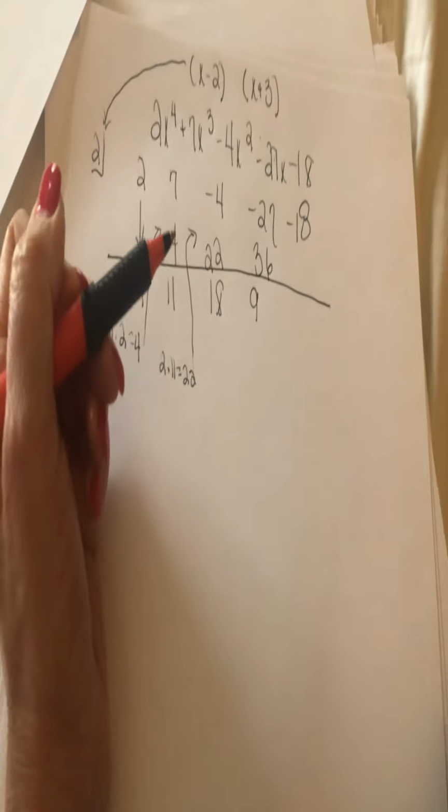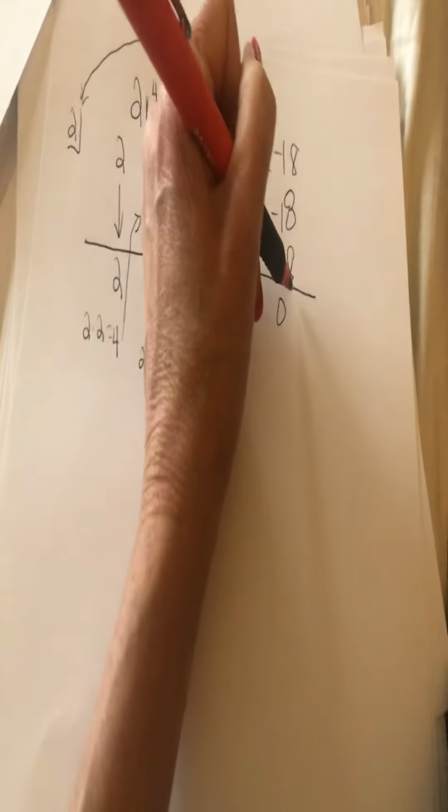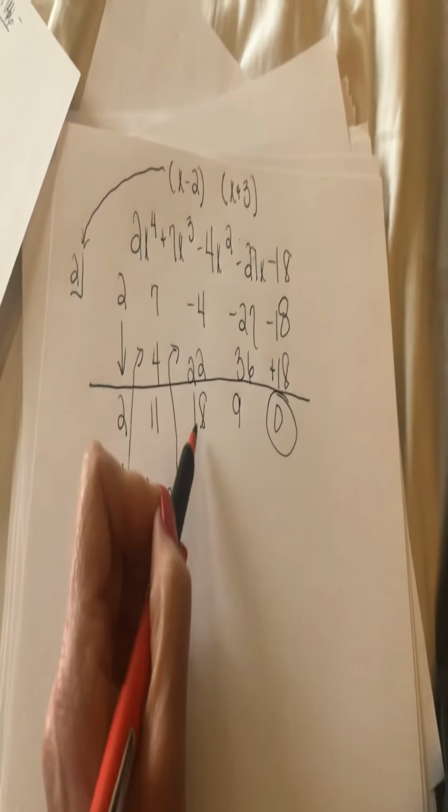Then 2 times 18 is 36. And negative 27 plus 36 is 9. And then finally, 2 times 9 is positive 18, and that's 0. So yay, that's exactly what we wanted to happen. So we're left with 2, 11, 18, and 9.